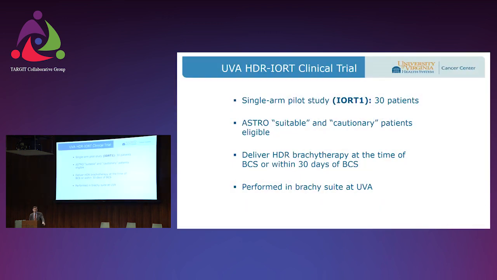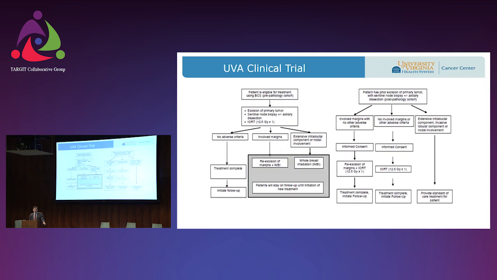So, single arm study. We had approval for 30 patients. We basically set it up to include ASTRO-suitable and cautionary patients. And brachytherapy had to either be delivered at the time of surgery or within 30 days, and both pre and post pathology cohorts were allowed, and all steps were performed in the brachytherapy suite at UVA. So the surgeons come to us. And this is the basic idea for the trial.